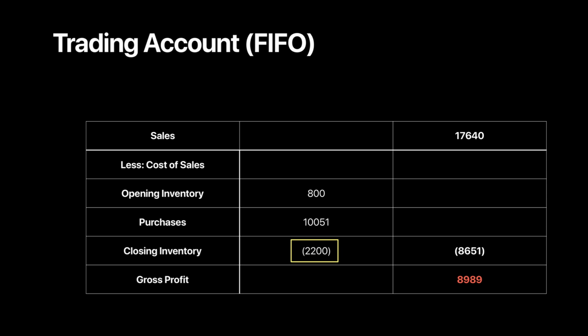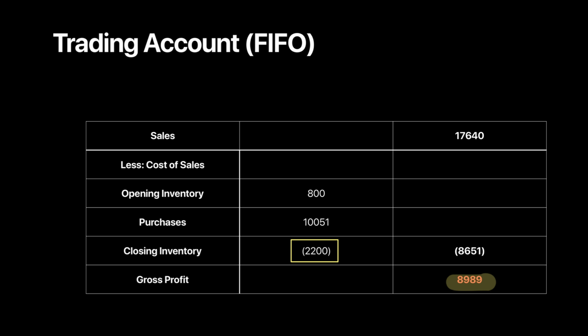So let's learn how to draw a simple trading account just to calculate the gross profit. If I first draw a trading account using first in first out, I've calculated my sales, just added up all the units, multiplied it by the selling price 180. Opening inventory was 10 units at 80, that's 800. Your purchases are 10051. If you add up all the units purchased, you'll get this. Now for closing inventory, this is the number that will change with your inventory valuation. Under first in first out, whether it was periodic or perpetual, we arrived at 2200. So this should give me a gross profit of 8989. That's your gross profit under first in first out.